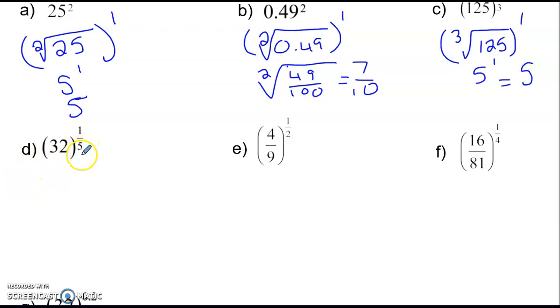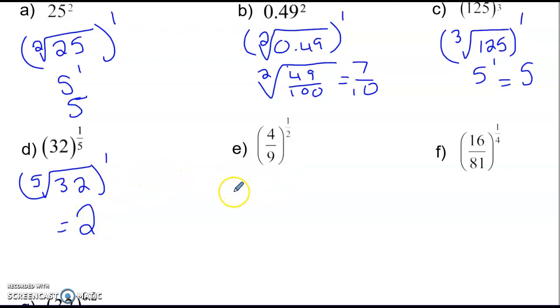For this one, the denominator of our fraction is a 5, so we know this time we're looking at the fifth root of 32 to the power of 1. So what number multiplied by itself 5 times gives me 32? And the answer would be 2. 2 times 2 times 2 times 2 times 2 is 32.